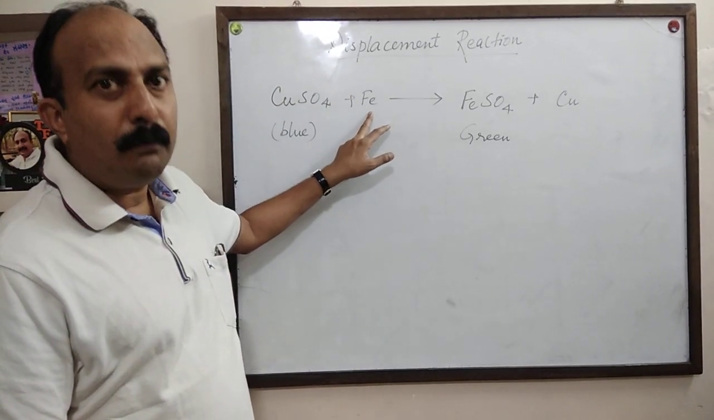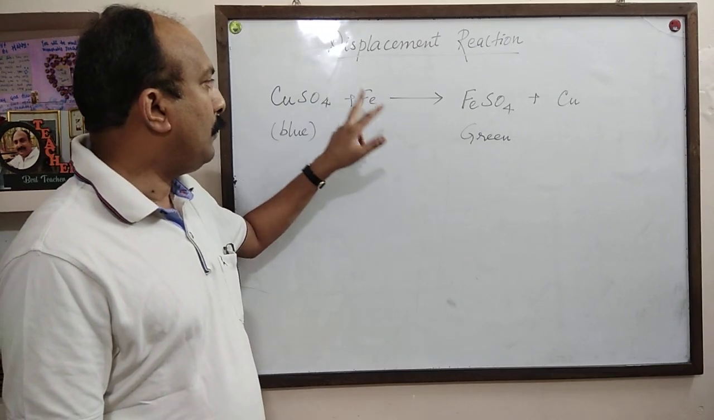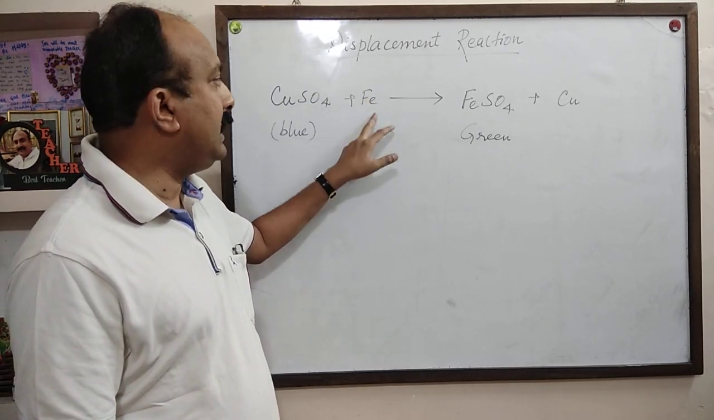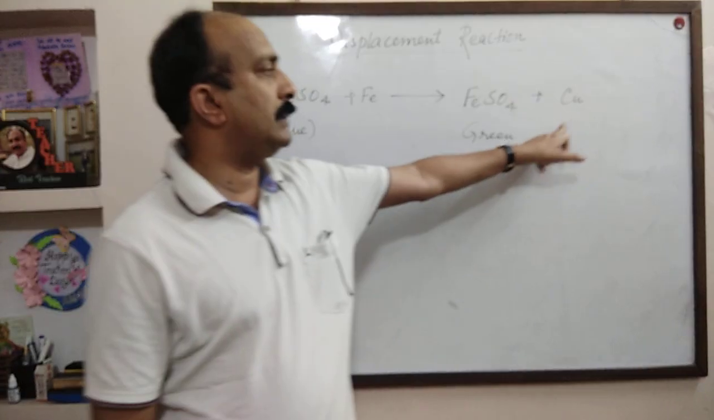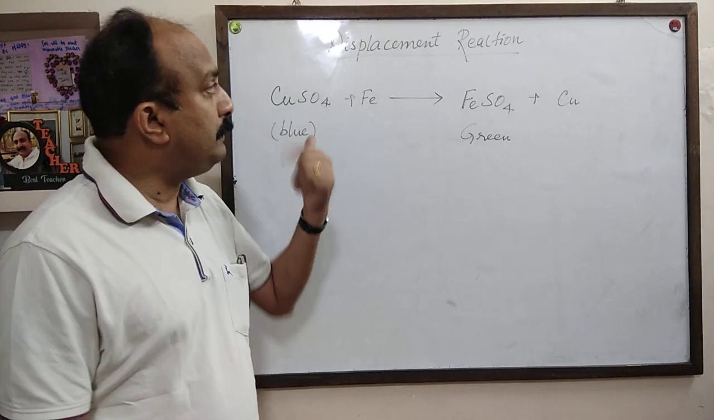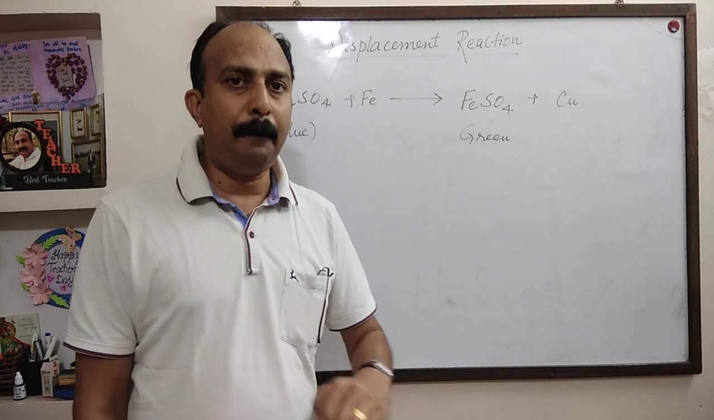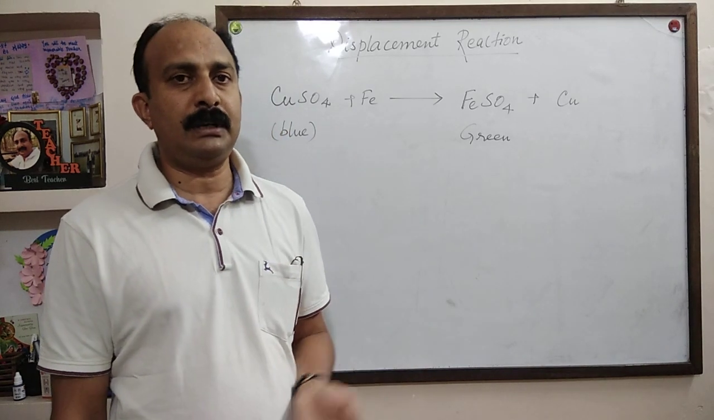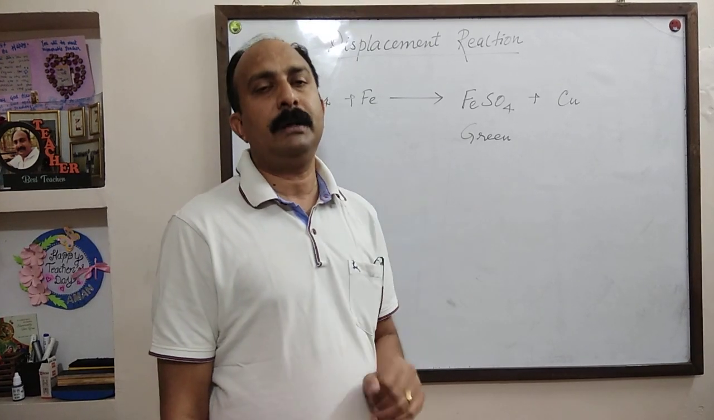Iron is more reactive than copper. So being more reactive, iron can displace copper from copper sulfate solution. This type of reaction is known as displacement reaction. Iron displaces copper from copper sulfate solution because iron is more reactive than copper.